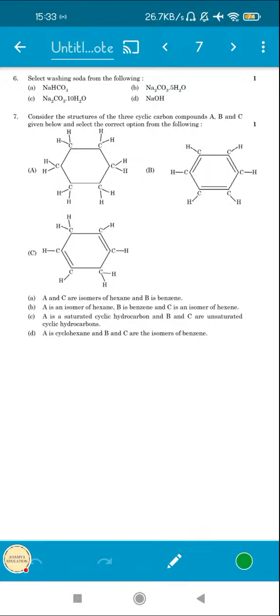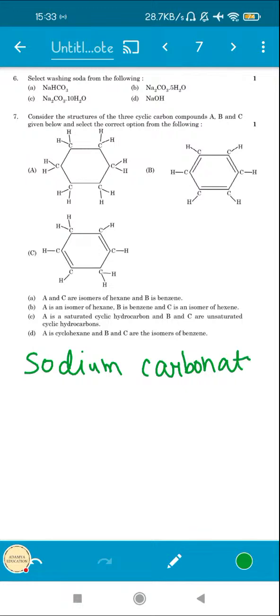Question number 6 is a very direct question. Let's see. Select washing soda from the following. So let me tell you the chemical name of washing soda. Washing soda is also known as sodium carbonate decahydrate.